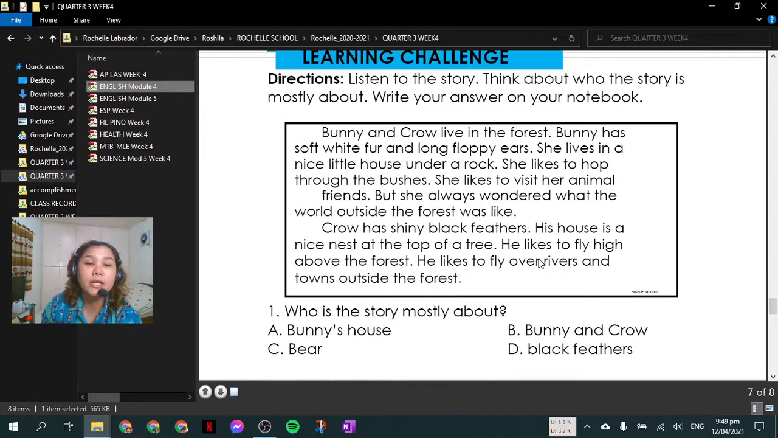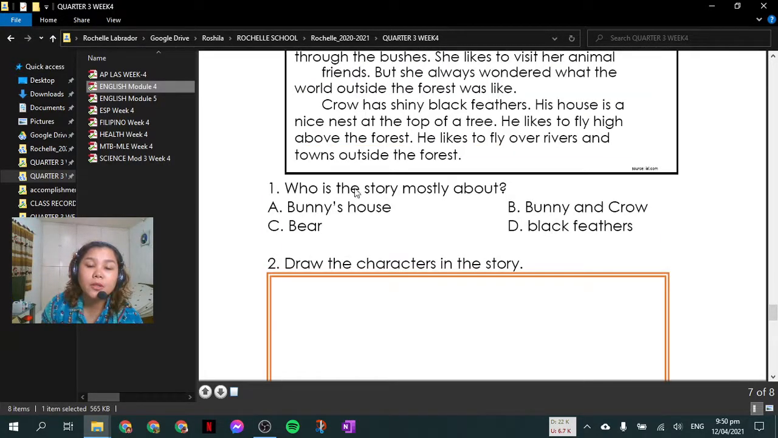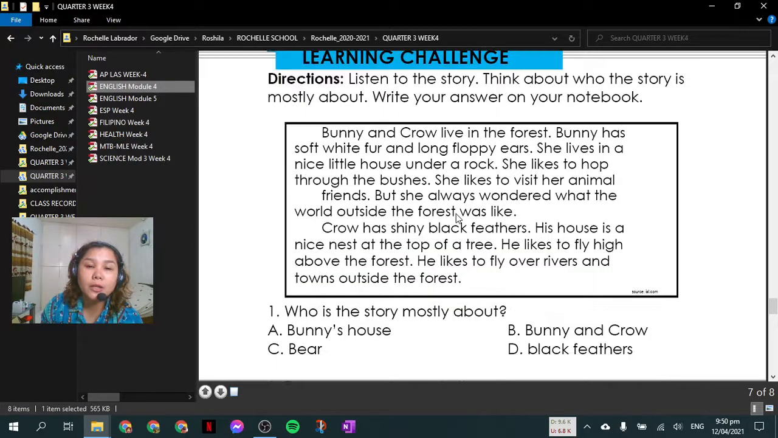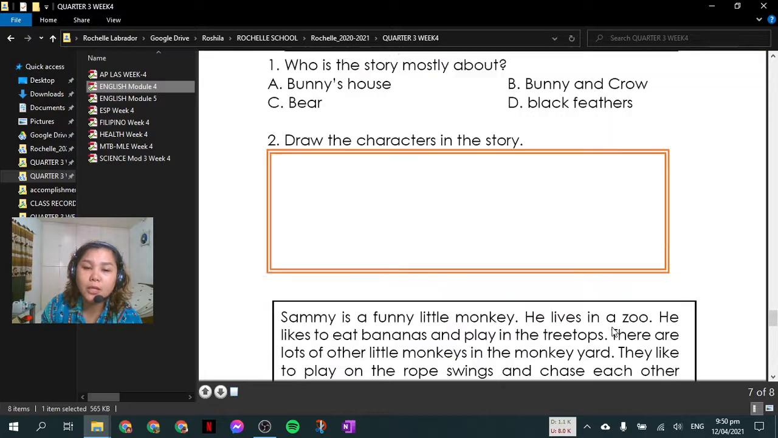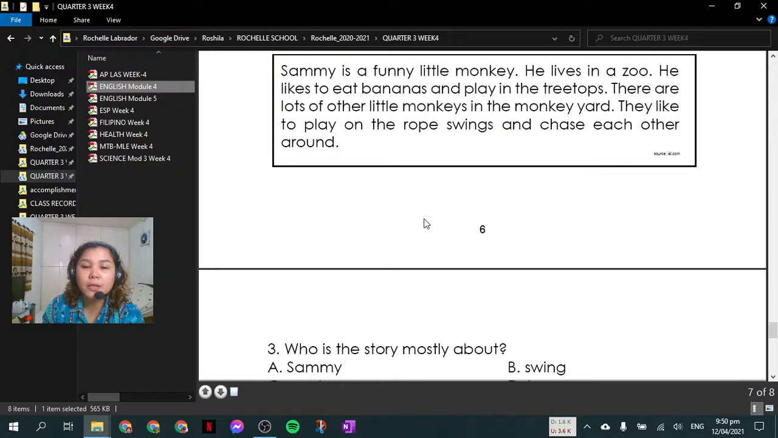And then learning challenge. There is another story and then there is a question. There are different instructions below after the story. Here, instead of writing your answer in your notebook, just circle A, B, C, or D. Number 2, draw the characters in the story. In your opinion, which ones are the main characters? Draw them here.